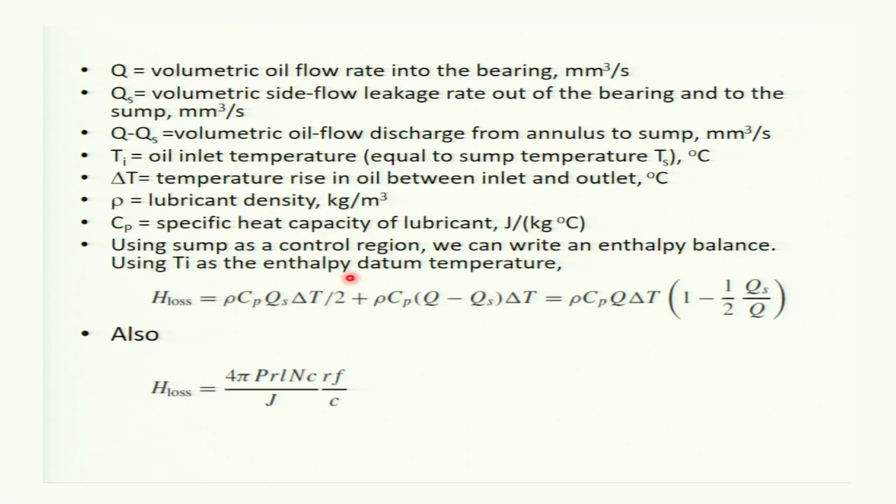Using Ti as the enthalpy datum temperature, we have heat loss given by rho Cp Qs delta T divided by 2 plus rho Cp within the bracket Q minus Qs multiplied by delta T, which is equal to rho Cp Q delta T, and within the bracket 1 minus 1 by 2 Qs divided by Q. Now also the heat loss can be obtained from the Petrov's equation, and that is 4 pi P R L capital N C R F divided by C divided by J.